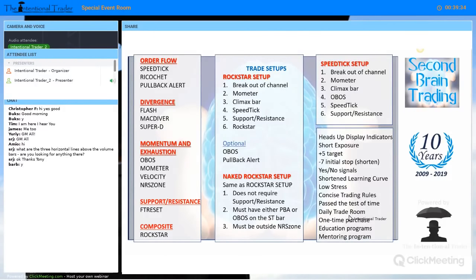So we've done nothing but this for the last 10 years, and we've done it every day in a trade room that we have, where we have a group of the best traders in the world, nicest people, easy to get along with, a laid-back environment. It's a one-shot deal. You own the license for the indicators. We don't hit you with monthly fees or yearly fees or anything like that. You buy it once and you're done. We also have the education and mentoring program. So those are some characteristics of what we do.